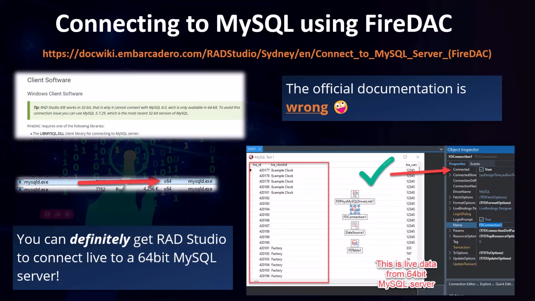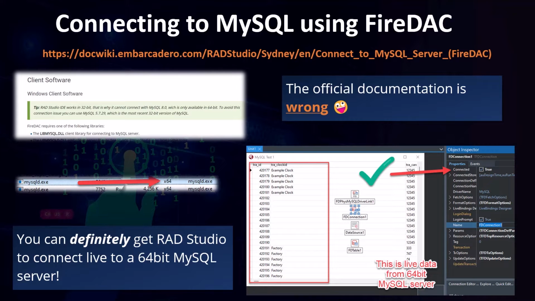One interesting thing about the RAD Studio documentation, and I have already mentioned this to a few people and we're going to fix it: the official documentation is wrong. The official documentation says that you cannot actually connect to a MySQL 8 live inside the IDE. They are wrong. I'm going to show you that you definitely can do that, and you can connect to a 64-bit MySQL server inside RAD Studio, which at the time of recording this is still 32-bit. And I'm not sure where this confusion came about. I'm not sure who wrote that documentation. There's a typo in there as well, which we're going to get corrected.